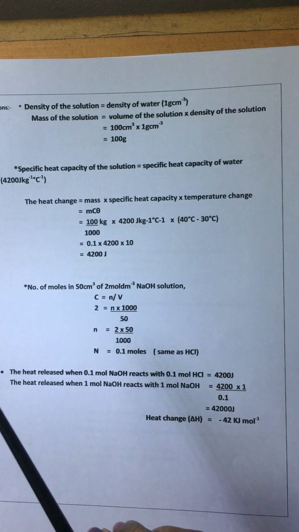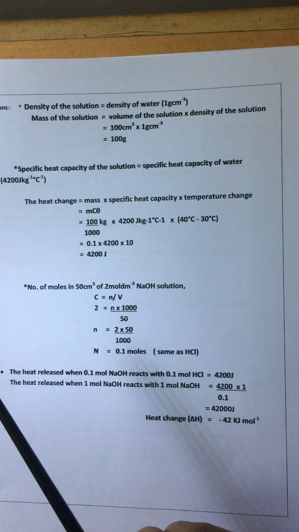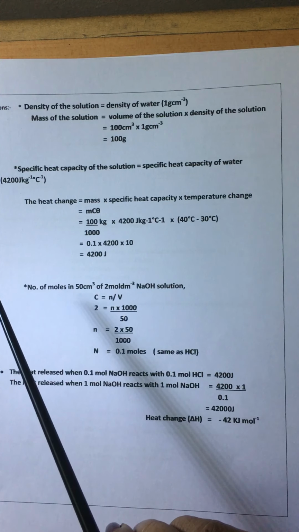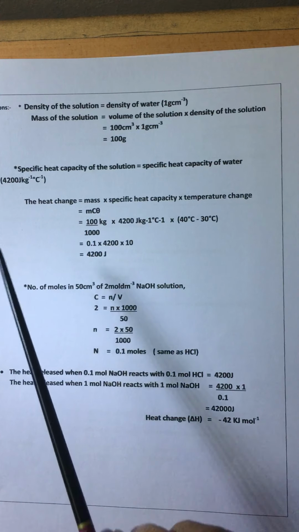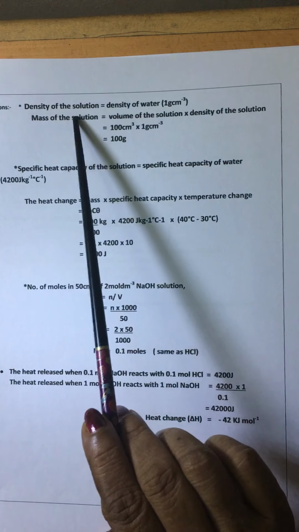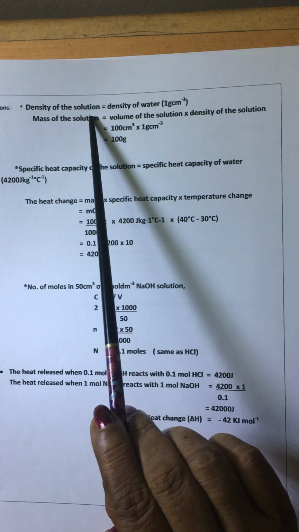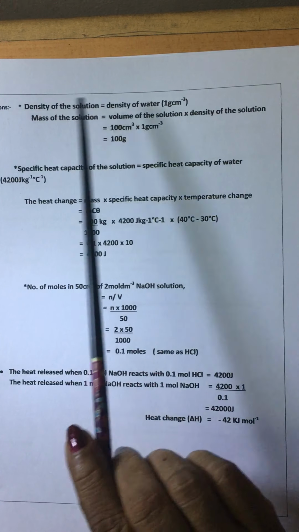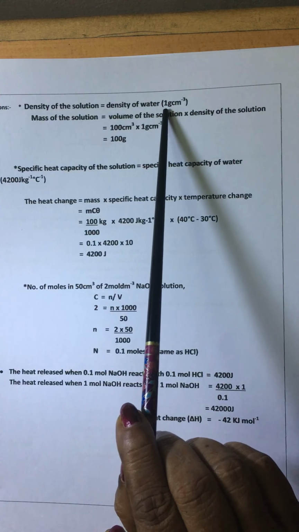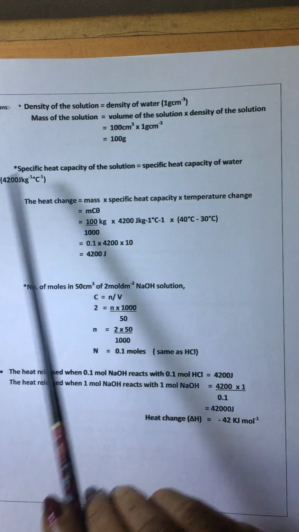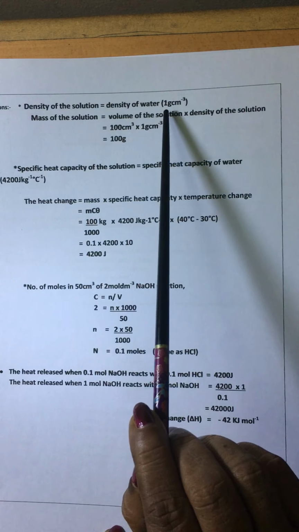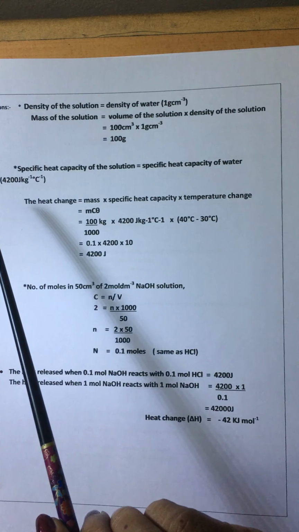Assumption means we are taking some properties as equal, like that. Actually that is not true, but we are taking it to make the calculation. That is the assumption. So the density of the solution, we are considering that solution as water, so the density of water is 1 gram per centimeter cube. In kilogram per meter cube, that is 1000.